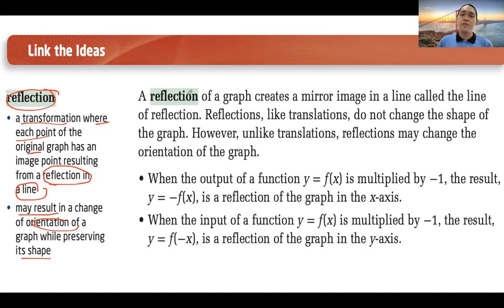So a reflection of a graph creates a mirror image in a line which is called the line of reflection. I want you to consider that one, the line of reflection. Reflections, like translations, do not change the shape of the graph. However, unlike translations, reflections may change the orientation of the graph. They only differ from translation because in translation, it will never change its orientation, but reflection will.